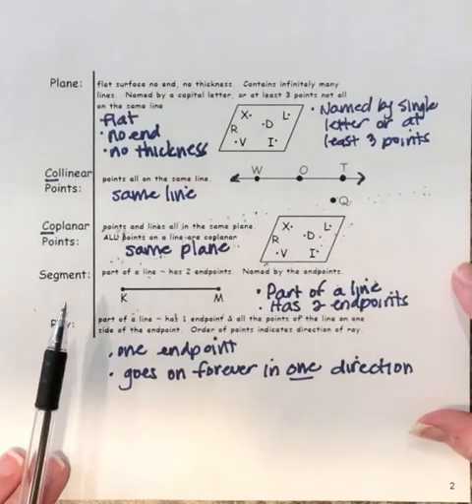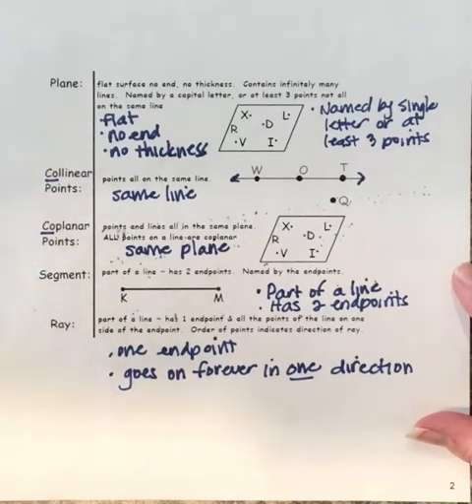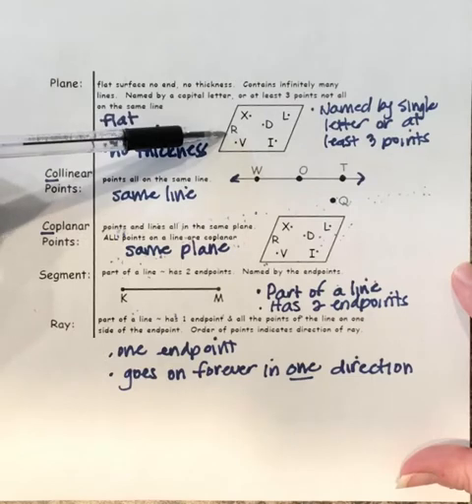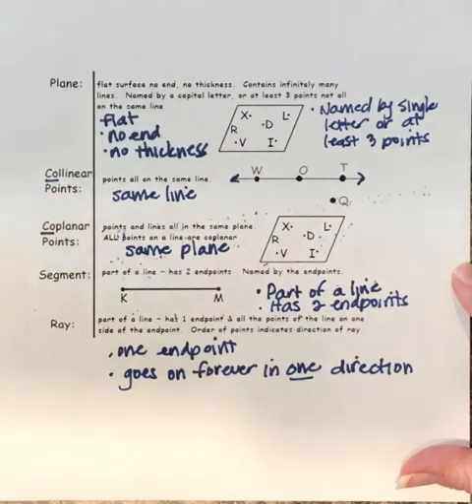A plane is just a flat surface. It has no end. It has no thickness. It contains infinitely many lines and points. It's named by a single letter. In this case, I could call this plane R because there's no dot by the R. It's not a point. Or I could name it with any 3 points that are on the plane, as long as those 3 points are not in one line. So X, I, D, whatever, L, I, V. That's how I could name that plane.